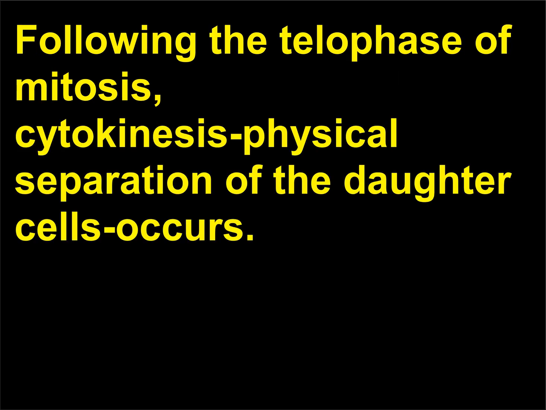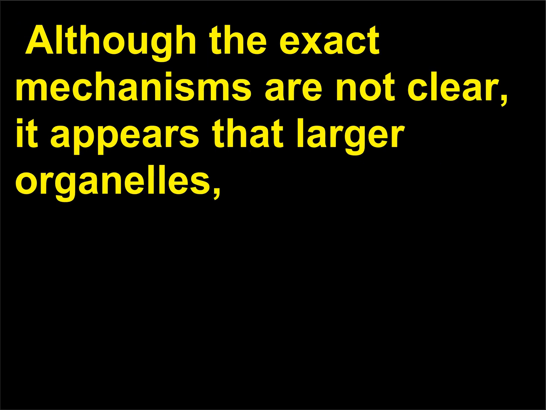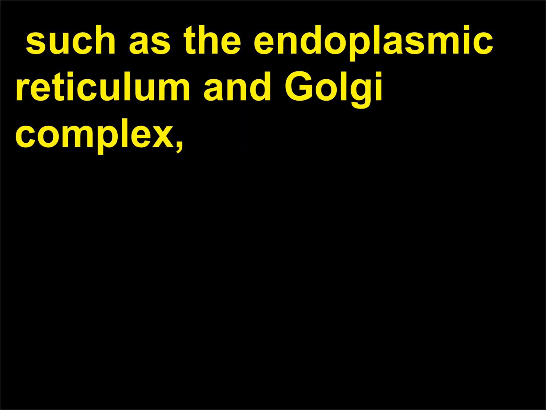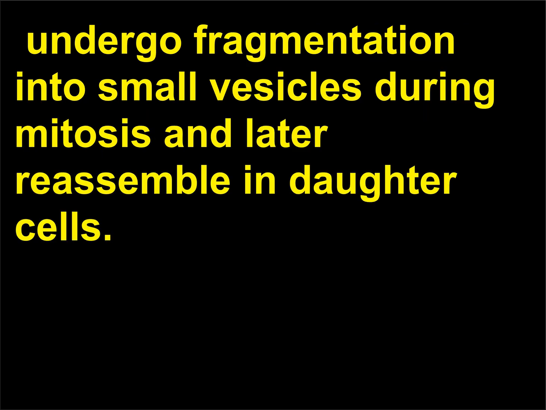Following the telophase of mitosis, cytokinesis, the physical separation of the daughter cells, occurs. Although the exact mechanisms are not clear, it appears that larger organelles, such as the endoplasmic reticulum and Golgi complex, undergo fragmentation into small vesicles during mitosis and later reassemble in daughter cells.